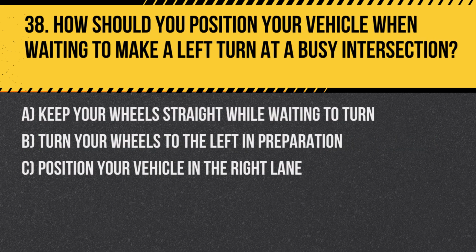Question 38. How should you position your vehicle when waiting to make a left turn at a busy intersection? A. Keep your wheels straight while waiting to turn. B. Turn your wheels to the left in preparation. C. Position your vehicle in the right lane. Answer: A. Keep your wheels straight while waiting to turn. When waiting to make a left turn at a busy intersection, keep your wheels straight until you begin the turn. This prevents you from being pushed into oncoming traffic if rear-ended.